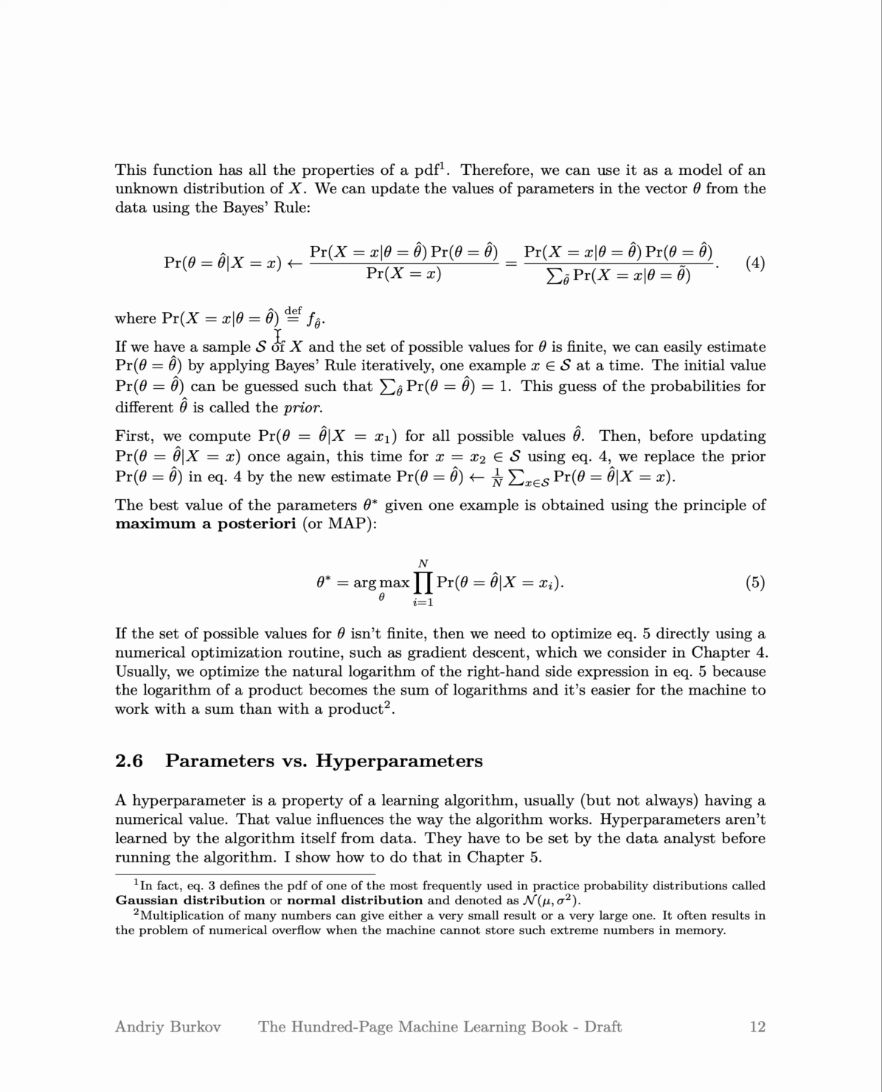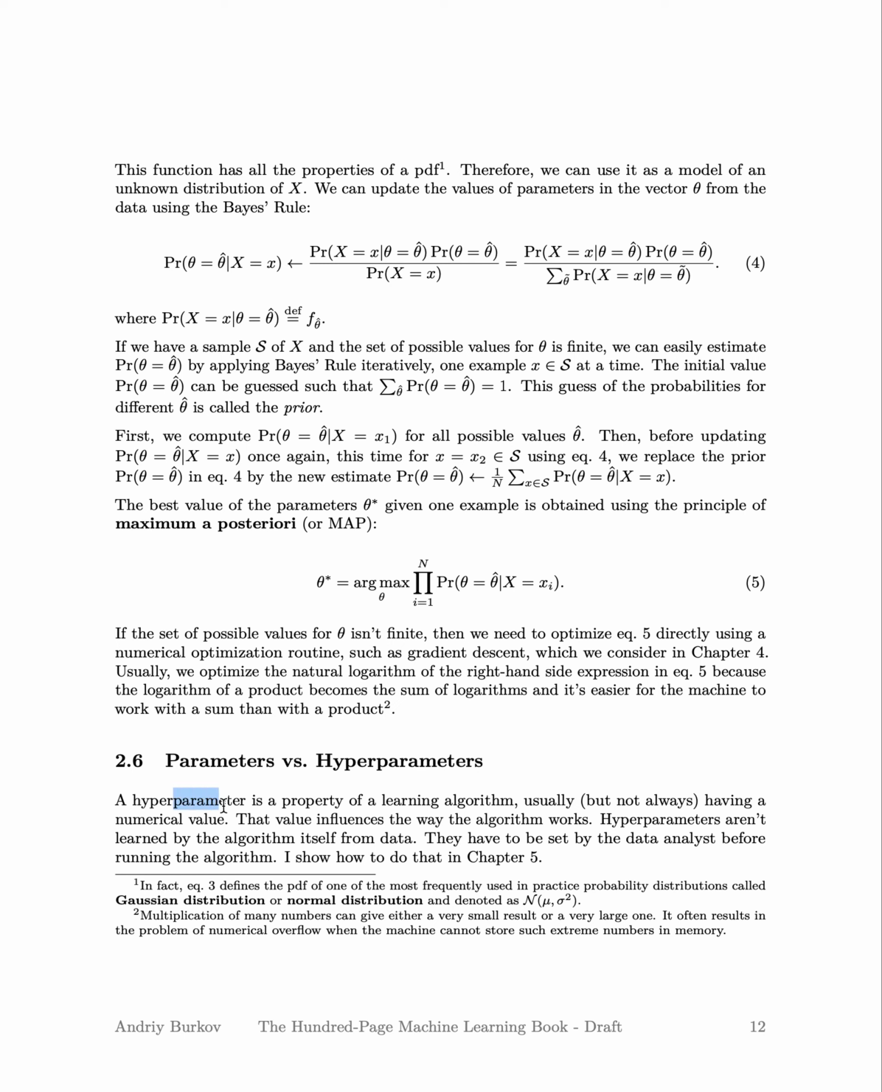If we have a sample S of our data x and the set of possible values for our parameter is finite, we can easily estimate the probability of our parameter being optimum by applying Bayes' rule one by one, iteratively, for every example in the set, one at a time. The initial value can be guessed, like 1 or 0, or anything, but then you change it iteratively and finally find the optimum value.